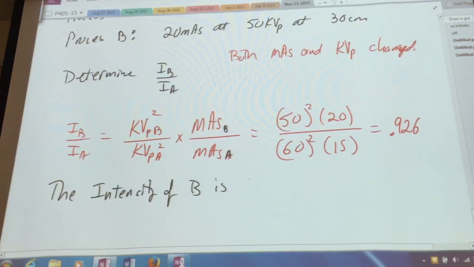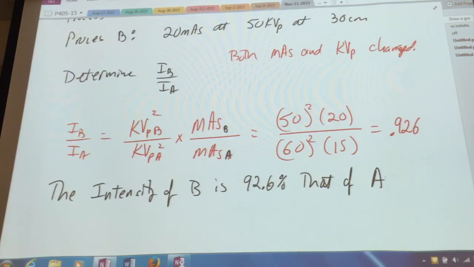I'm going to change them up just a little bit. The intensity of B is 92.6% that of A. So we decreased our kVp and increased the mAs, but decreased the kVp, and yet the intensity decreased. All right, one more where we change the distance as well.